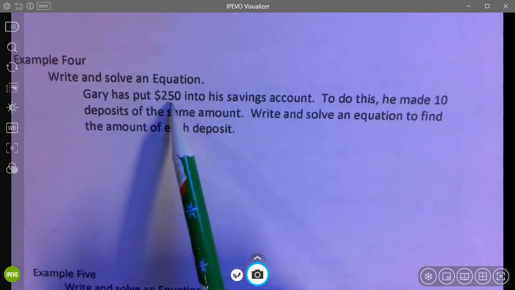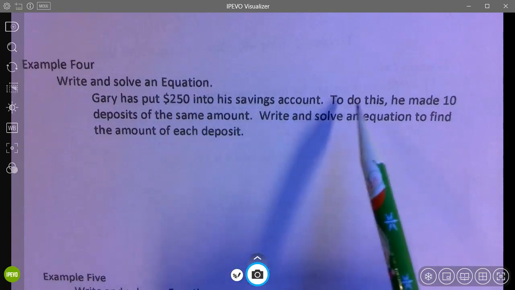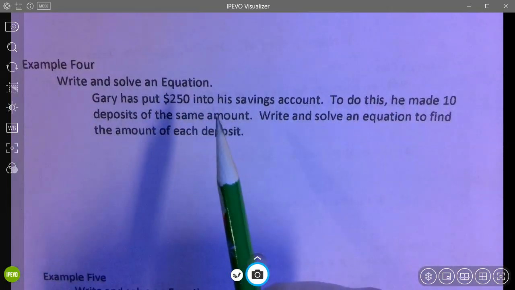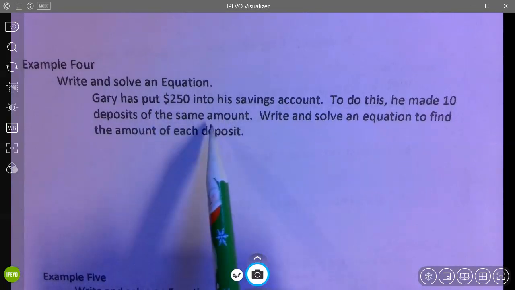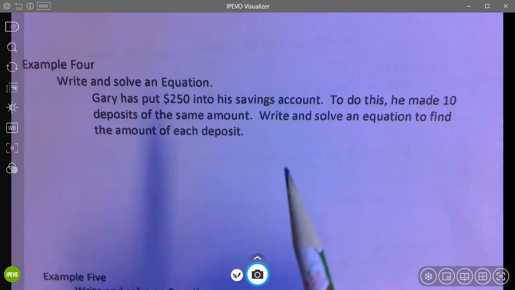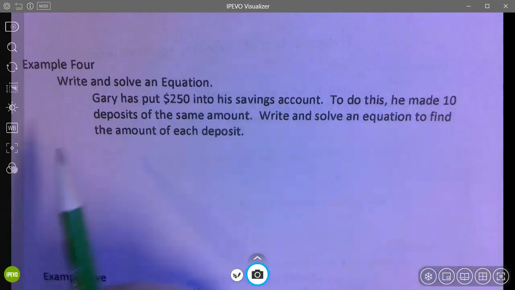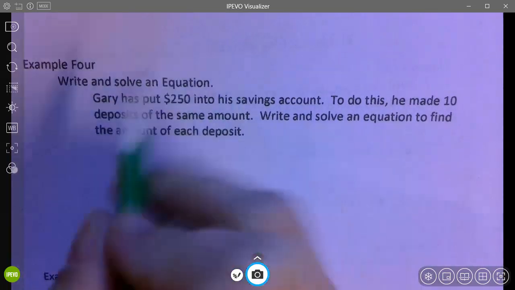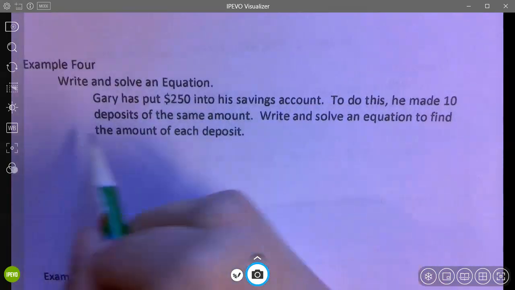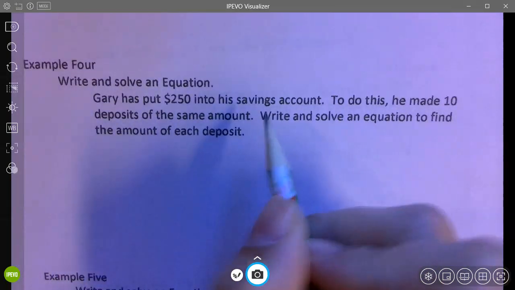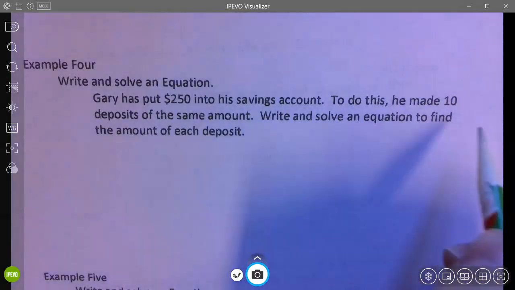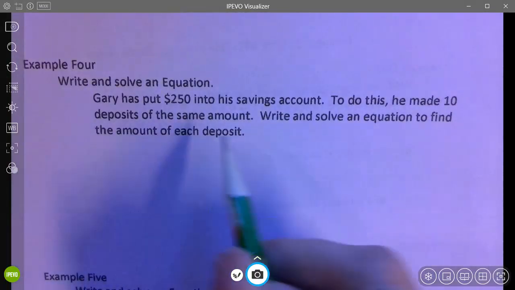Gary has put $250 into a savings account. To do this, he made 10 deposits of the same amount. Well, remember, same amount is always going to be division or multiplication. And it says deposits, meaning he put money in. So I'm thinking that's going to be repeated addition. That's going to be multiplication. Deposits, the same amount. Okay. Write and solve an equation to find out the amount of each deposit.